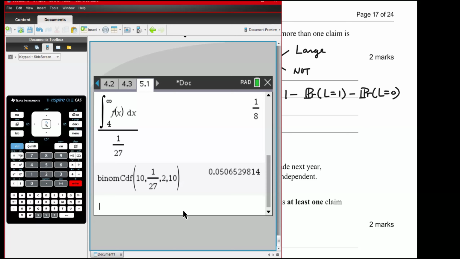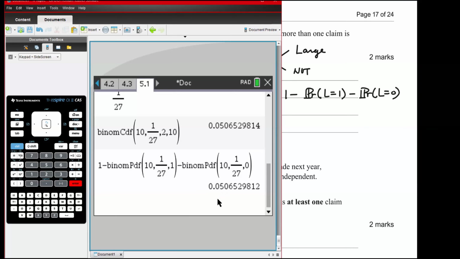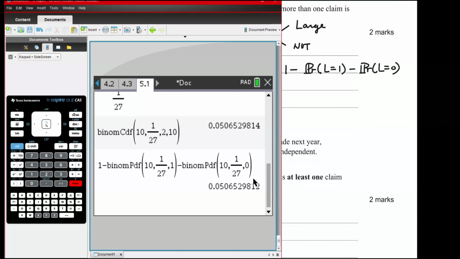binomCDF 10, 1 out of 27, from 2 to 10. Yep, this is a probability. Or you can just say 1 minus binomPDF 10, 1 out of 27, 1, minus binomPDF 10, 1 out of 27, 0. So you still get the same answer, okay? So it's 0.051.